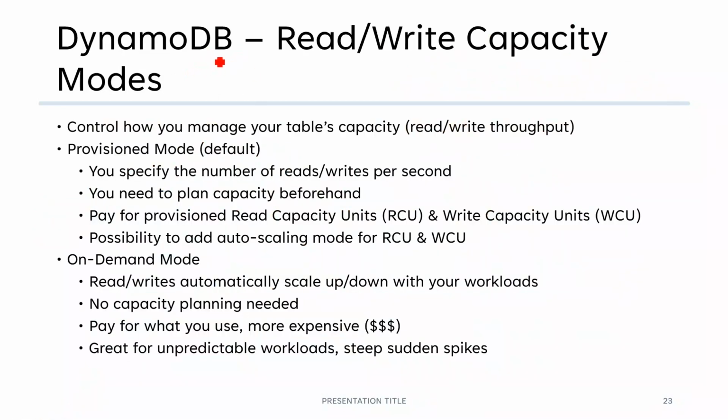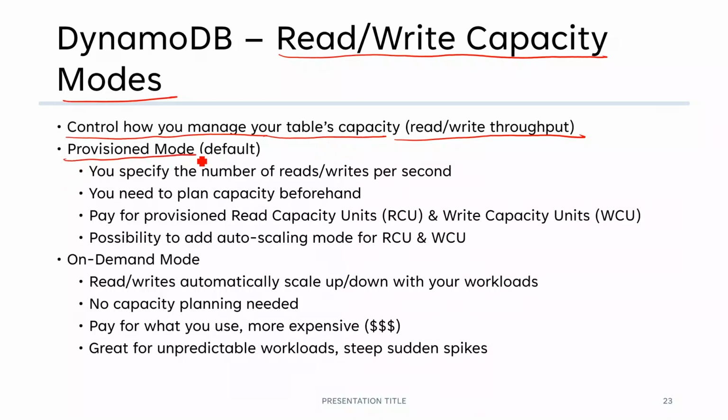Now let's talk about read-write capacity modes. What do read-write capacity modes mean in DynamoDB? They control how you manage your table's capacity, the read and write throughput, right? Basically you will read from your table and you are going to write into your table, so there is some kind of capacity associated with your reads and writes. There are two types of capacity that you can go for in DynamoDB. One is the provisioned mode, which is basically the default mode, and another one is on-demand mode.